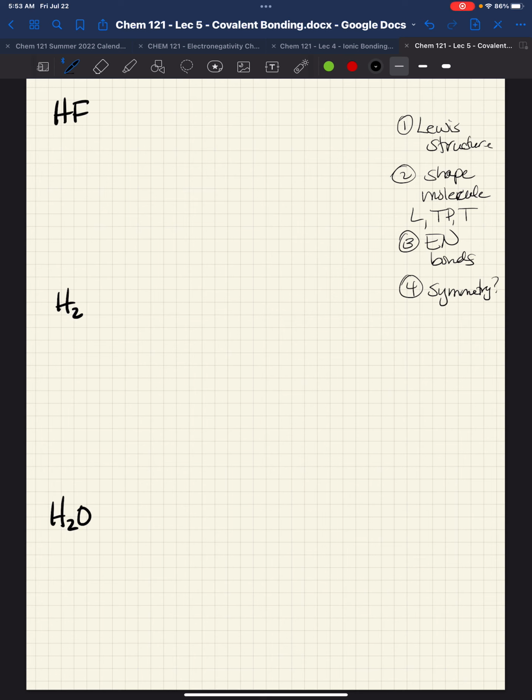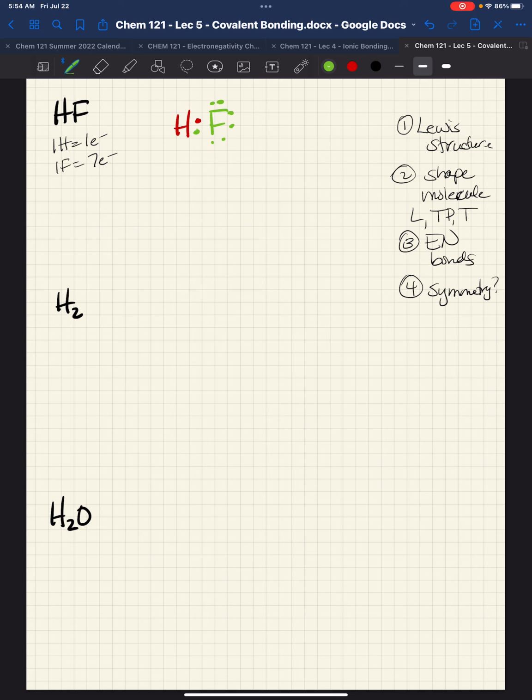So let's start easy with hydrogen fluoride. We have one hydrogen with one electron and one fluorine with 7 electrons. There is no central atom on this one. So we're going to put the hydrogen in here with its 1 electron, and then we'll put the fluorine in here with its 7.